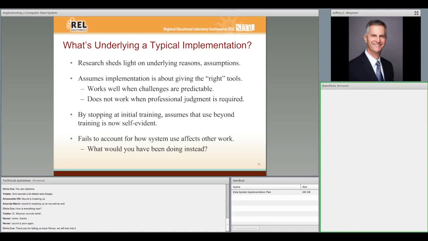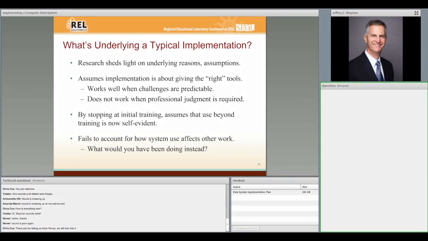Another thing that underlies these typical implementations is an assumption, often an implicit assumption, made when you stop your implementation at initial training, which is where almost all of them stop. So we built this data system, we showed everybody how to use it, now we're done with implementation. When you stop there, you've made an assumption that use beyond that training is now obvious. So we showed everybody how to use it, now go use it.